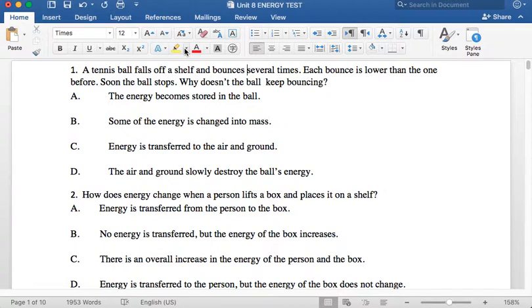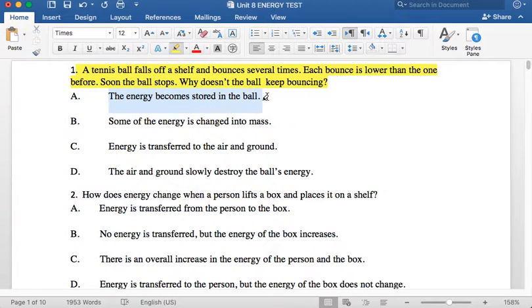Unit 8 Energy Test. Number 1. A tennis ball falls off a shelf and bounces several times. Each bounce is lower than the one before. Soon the ball stops. Why doesn't the ball keep bouncing?